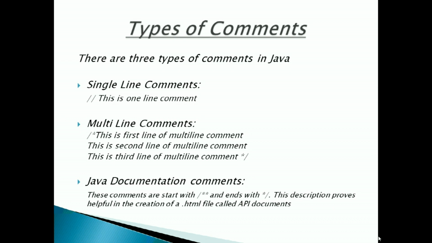So what is an API document? An API document is an .html file that contains description of all the features of software, a product, or a technology. API document is helpful for the user to understand how to use the software or technology.